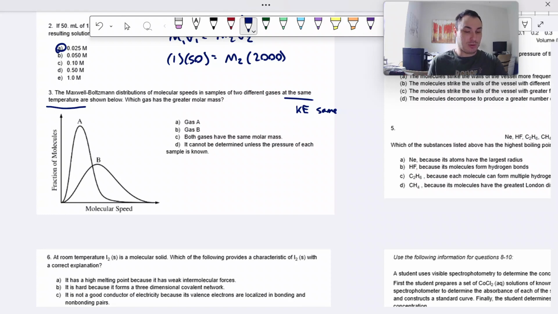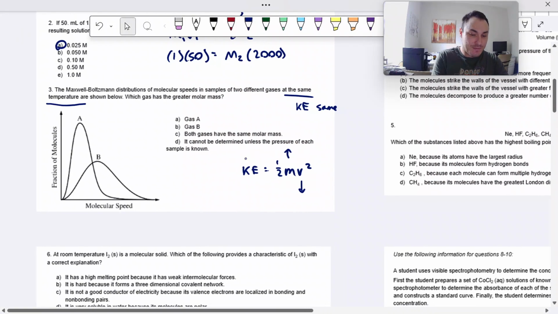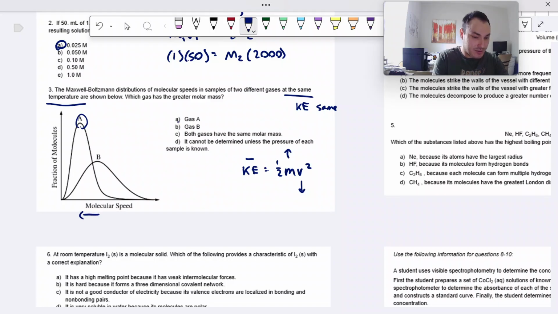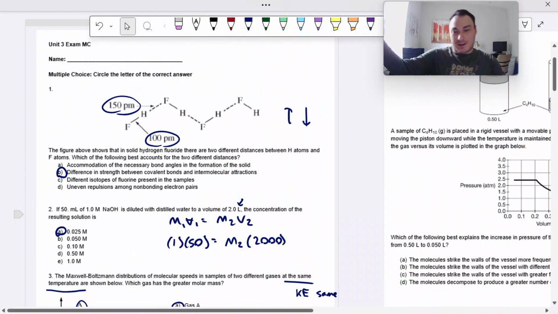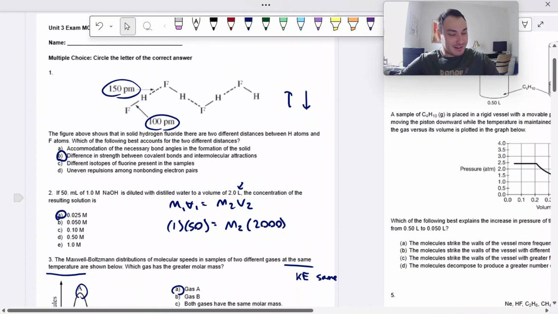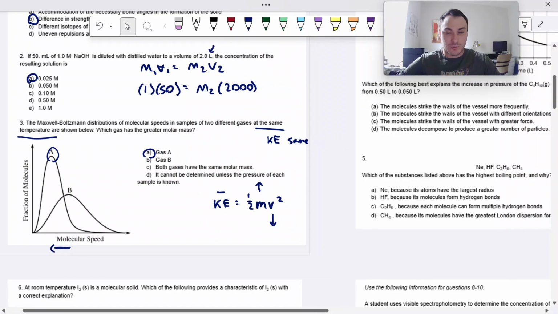Which gas has the greater molar mass? Kinetic energy is equal to 1/2 mass times velocity squared. We're looking for the greater molar mass. The one with the greater molar mass is going to be the one with the smaller velocity, since kinetic energy has to be the same. So the one with the smaller speed is A. A is further to the left on this graph, so A has to have the bigger molar mass. So first 3 done. Got to double check just to make sure I got all of them correct, and we're good. BAA.